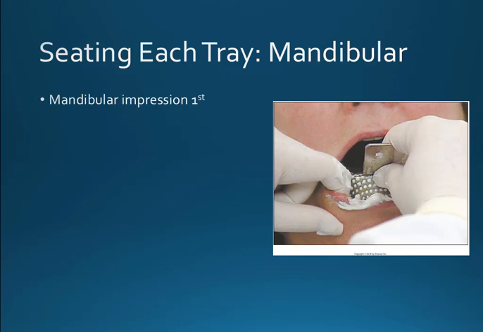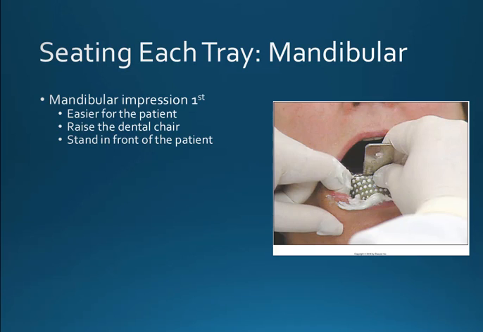The first impression that you want to take will be the mandibular. The reason that we take the mandibular impression first is that it's easier for the patient. So we always want to start on the bottom first. You want to raise the dental chair for the mandibular, and that will help you to reduce any strain on your back from leaning down.